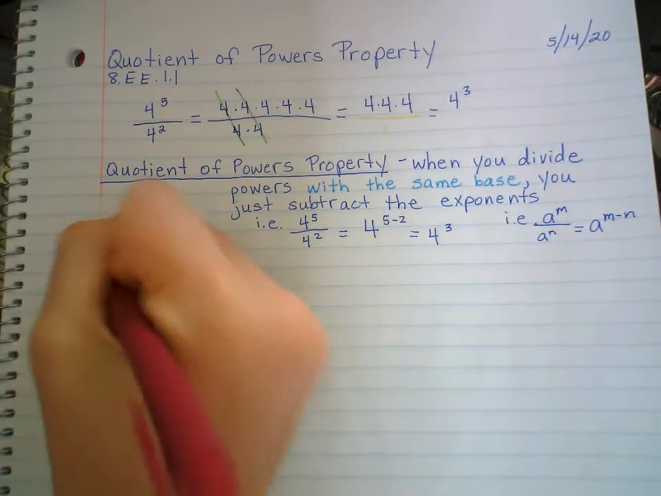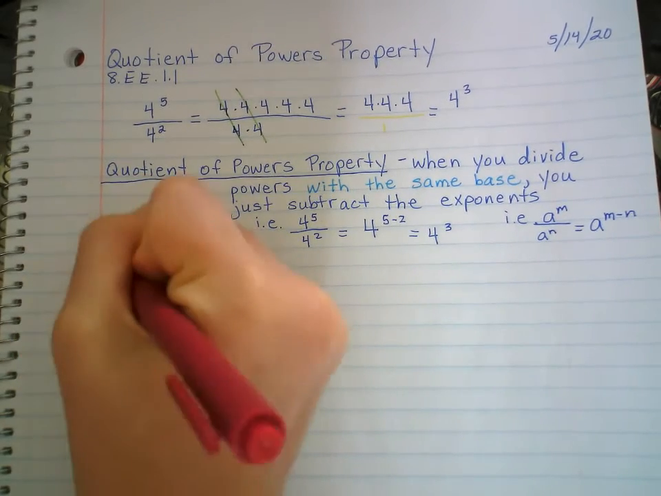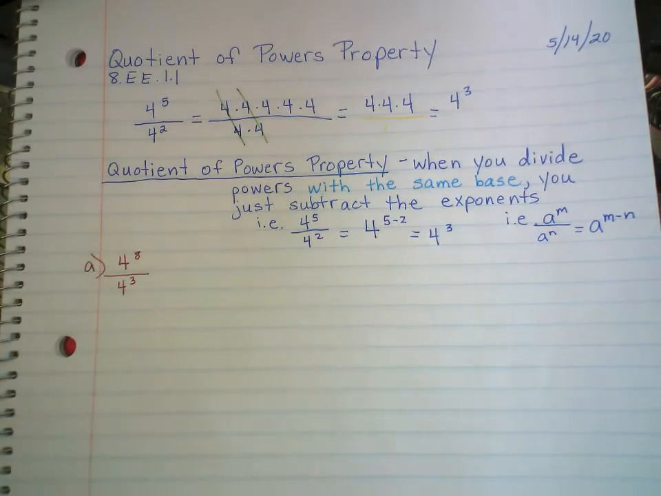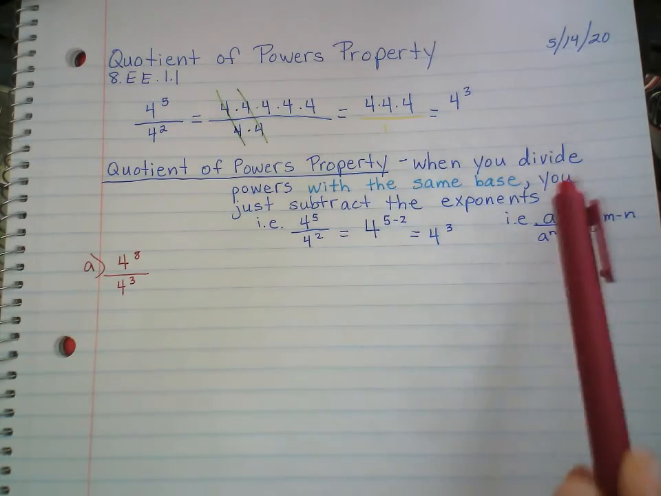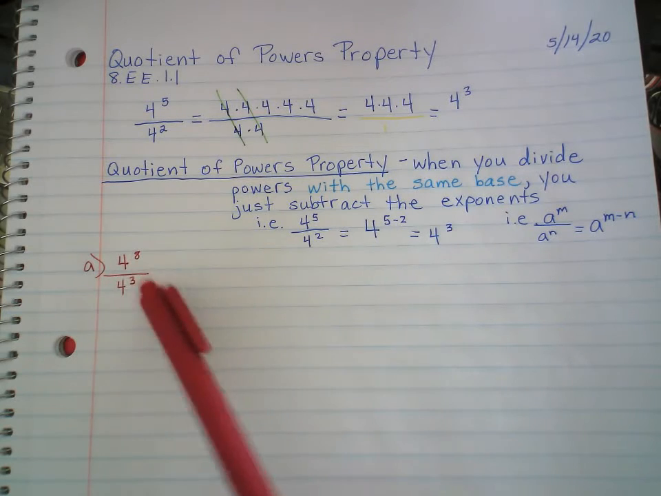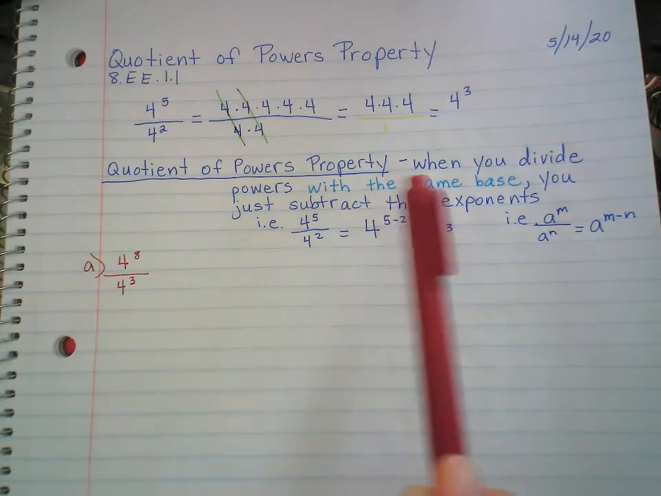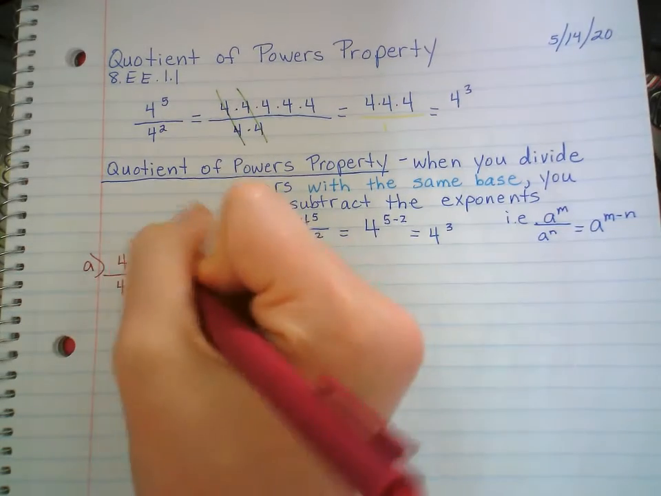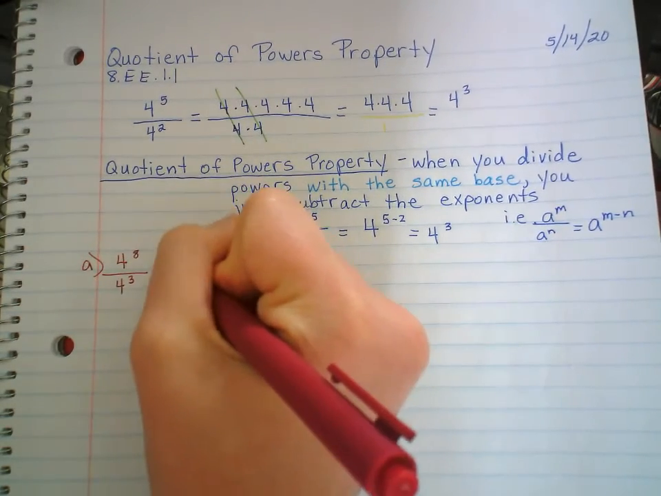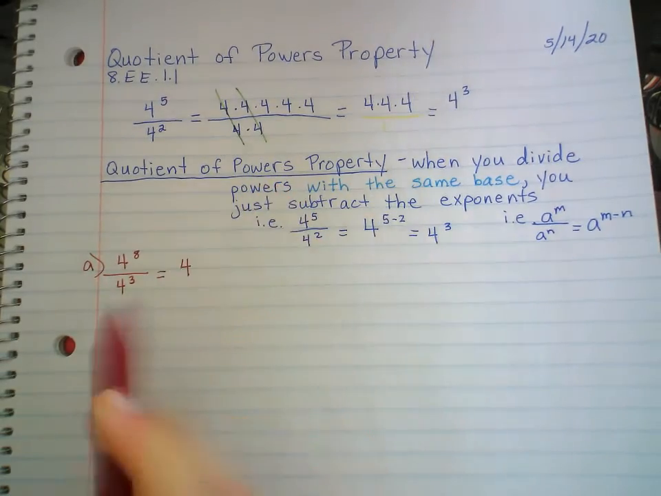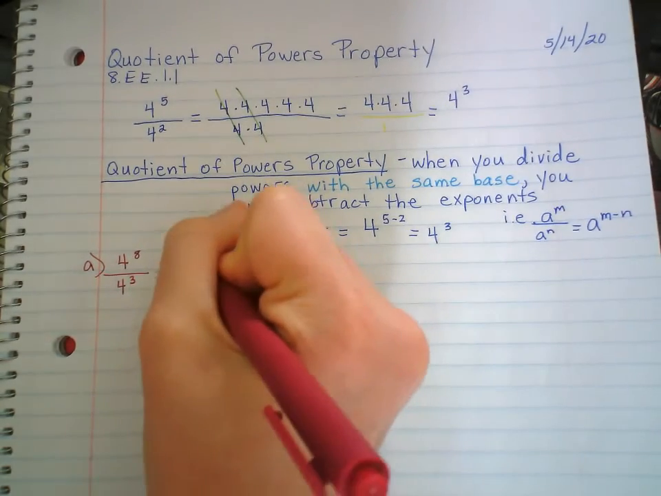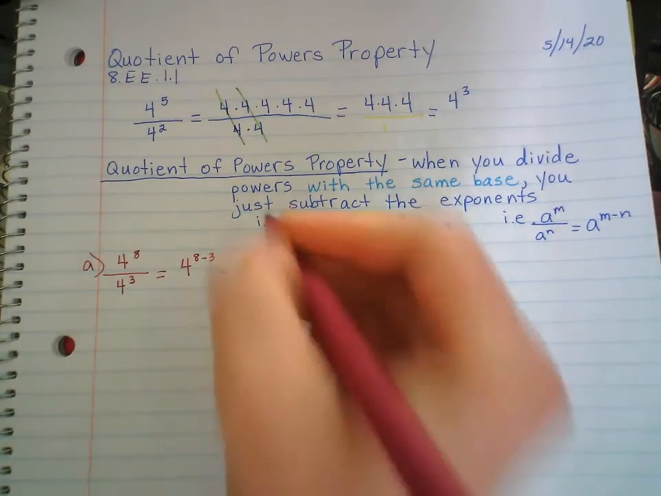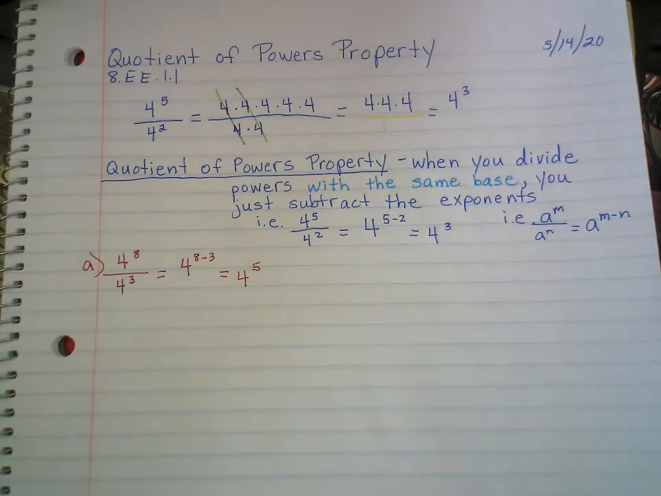So example A, 4 to the 8th divided by 4 to the 3rd. Okay, so quotient of powers property. When you're dividing powers, we're dividing 4 to the 8th by 4 to the 3rd with the same base. They both have the base of 4. Just subtract the exponents. So 8 minus 3. So it's the same as 4 to the 5th power. Okay?